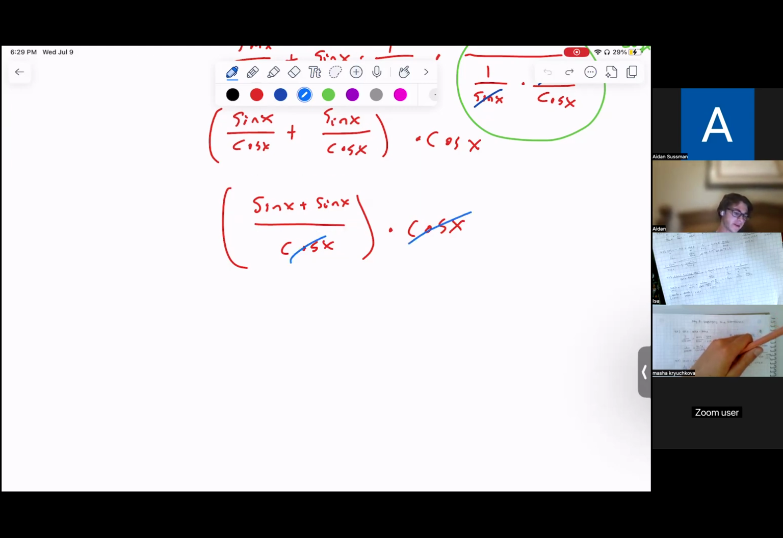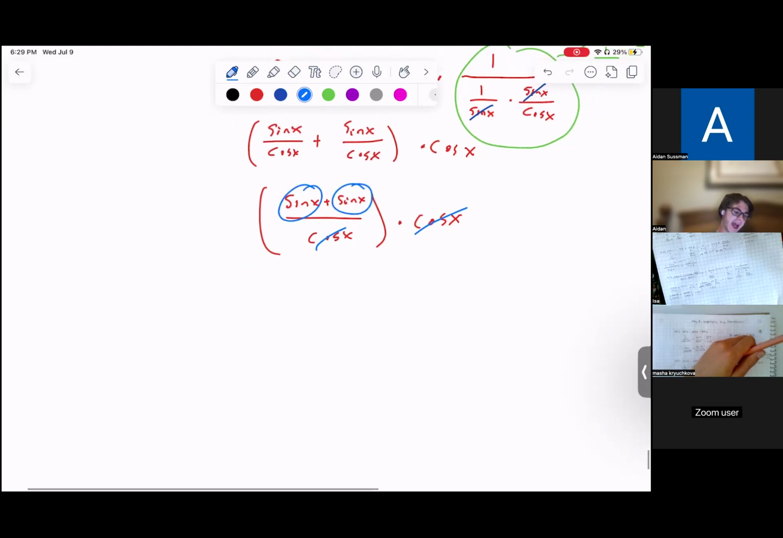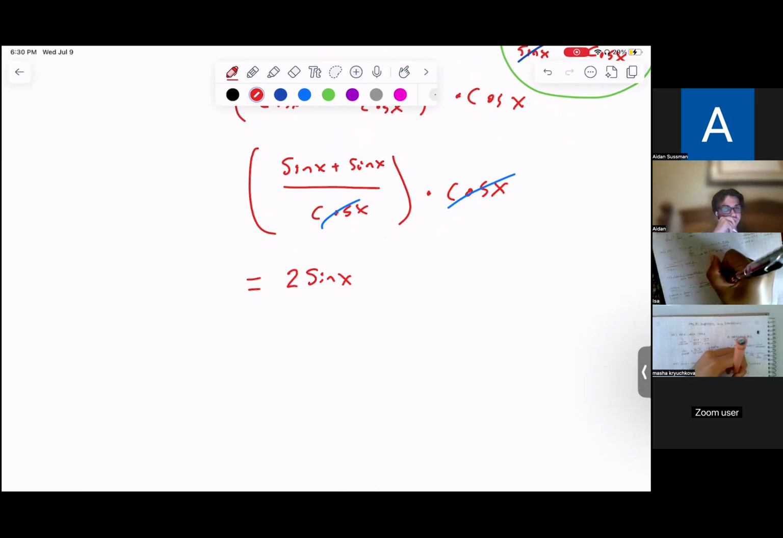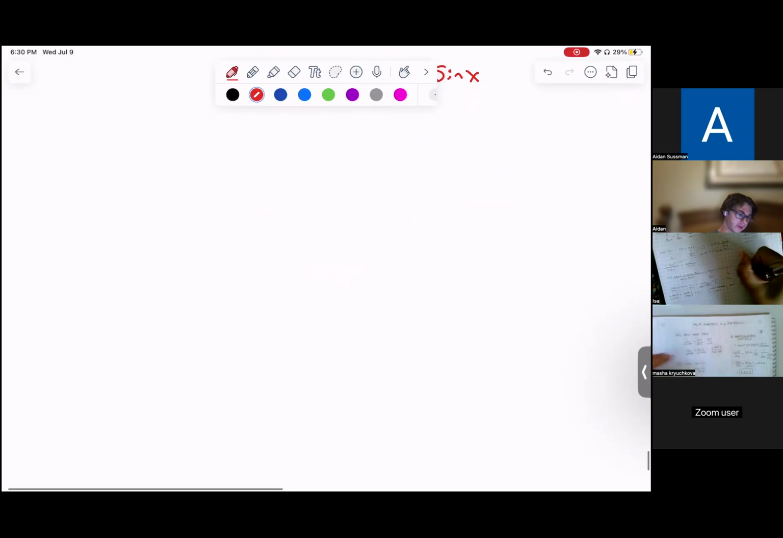And what do I do with this up here? What happens when I take one thing and I add it to itself? Is it 2? Yeah, 2 sine of x. It's like saying x plus x. That's just 2x. So 2 sine of x, and that's it, because we canceled out the cosines. Any questions on this? Can I get a thumbs up? Does this make sense, Helena? Yeah. Okay, awesome.